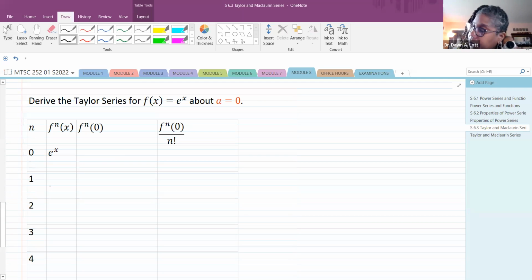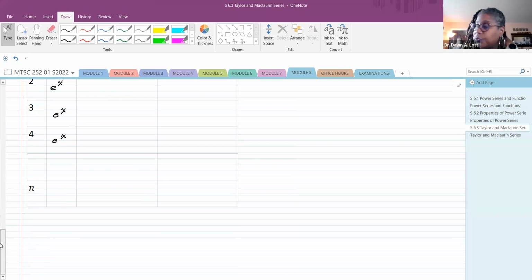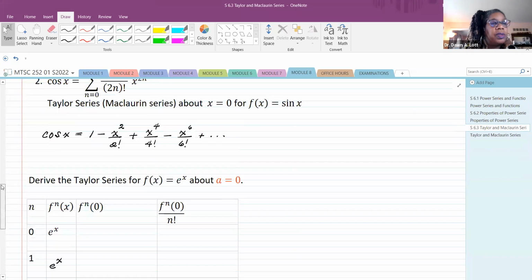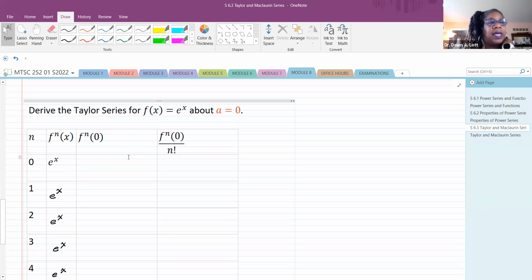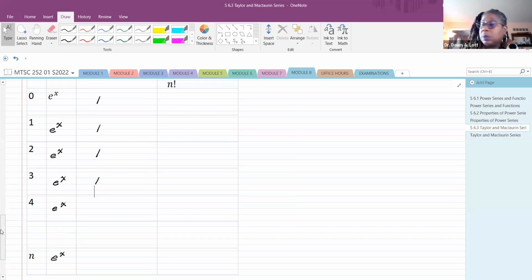All right. So we said all of these were e to the x. And the nth derivative was e to the x. Okay, so now what I need to do is evaluate that function at 0. Well, e to the 0 is 1. This e to the 0 is 1. This one is a very easy one. And then the nth derivative at 0 is going to be 1.